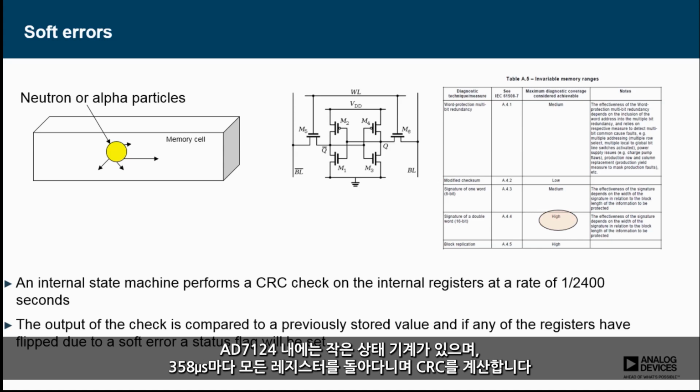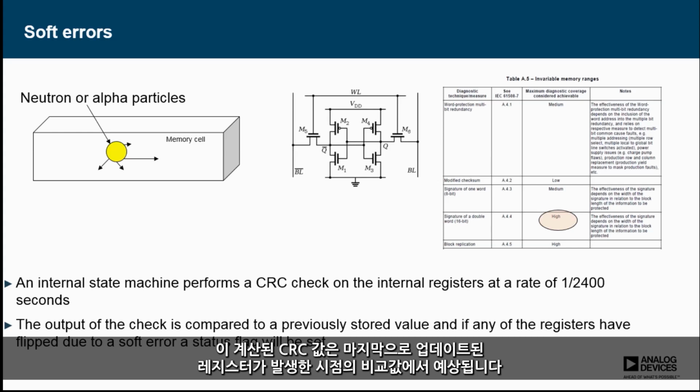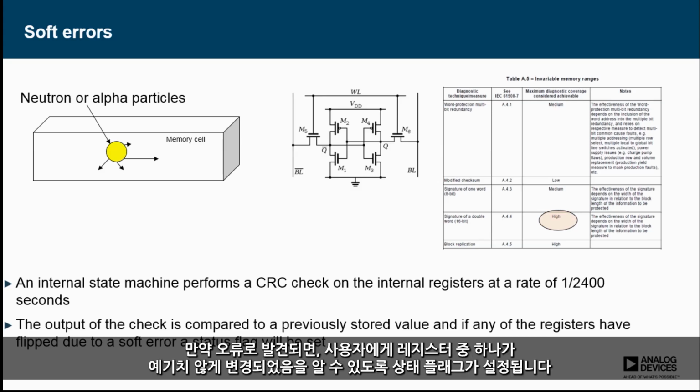Within the AD7124 there is a little state machine, and every 350 odd microseconds it goes around all the registers and calculates a CRC. This calculated CRC value is compared to a value from when the last update to the registers occurred. If it is found to be an error, then a status bit is set so that the user can know that one of the registers has unexpectedly changed.